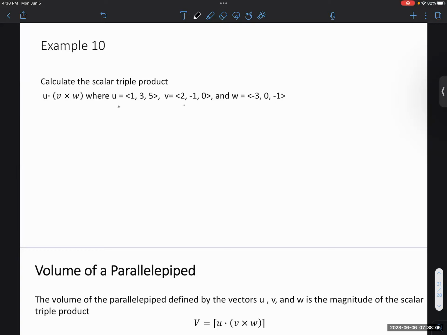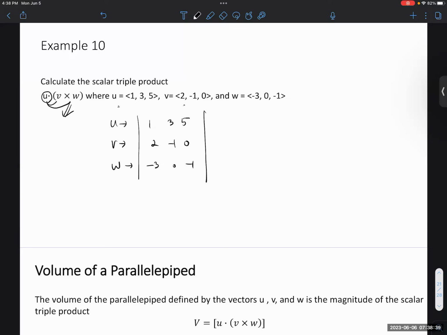U, V, W are given. So we want to find out all the multiplication. This is a scalar because you can use the distributive property. So the V vector can be stretched or shrunk, or W can be stretched or shrunk. But anyway, we are multiplying all together. So in this case, just set it up. 1, 3, 5, U vector, V vector 2, -1 and 0, W vector -3, 0, -1.